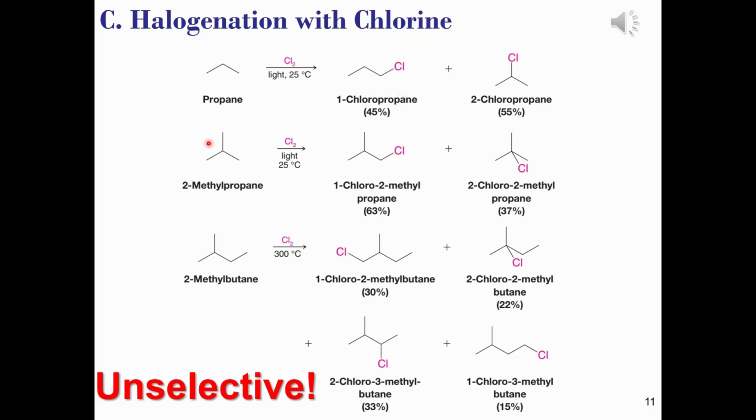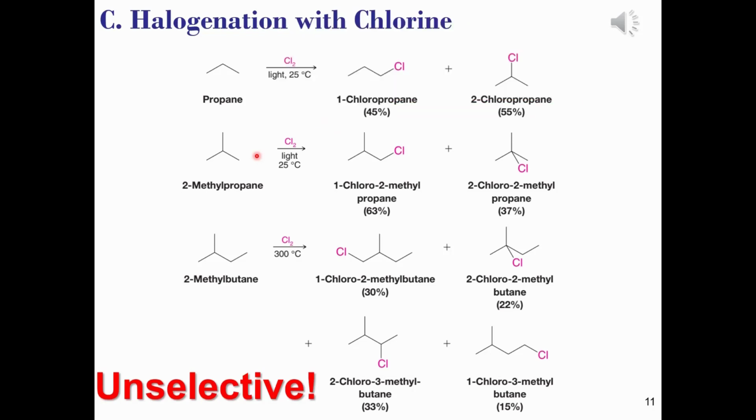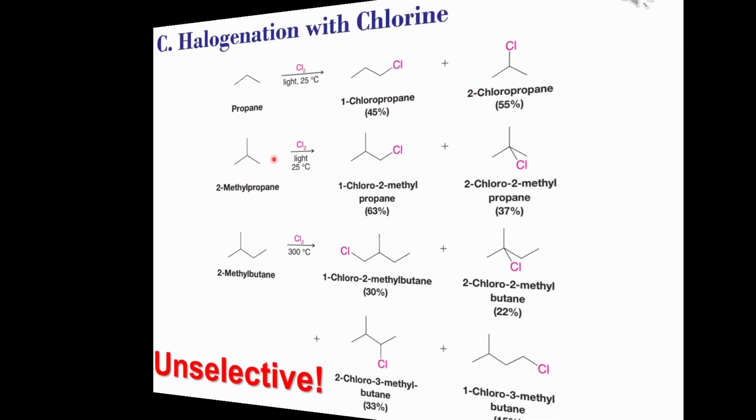Now, the differences in the rates at which primary, secondary and tertiary hydrogen atoms are replaced by chlorine are not large, however. Chlorine simply does not discriminate among the different types of hydrogen atoms in a way that makes chlorination of higher alkanes a generally useful laboratory synthesis, which means that we need something better and more selective. We'll talk about this in a couple of slides.